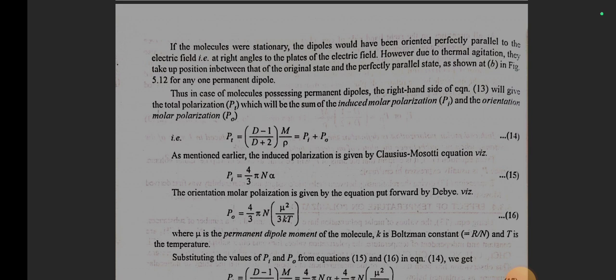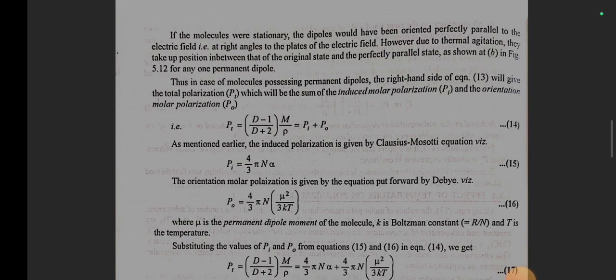Thus, in case of molecules possessing permanent dipoles, the right hand side of equation 13 will give the total polarization Pt, which will be the sum of induced molar polarization Pi and the orientation molar polarization P naught. That is, Pt is equal to (d minus 1) upon (d plus 2) into M by rho is equal to Pi plus P naught. As mentioned earlier, the induced polarization was given by Clausius-Mossotti equation.